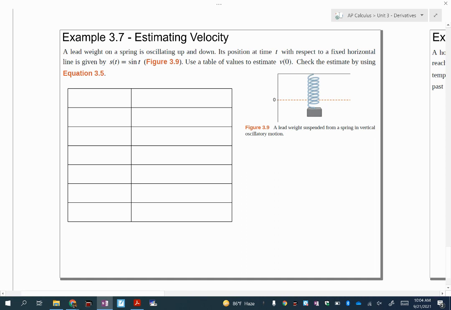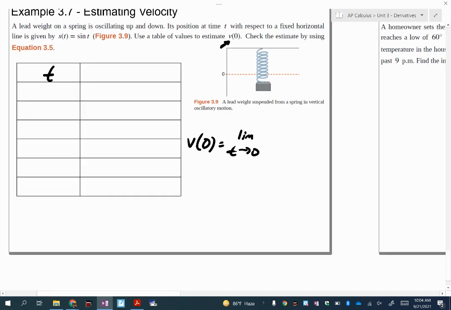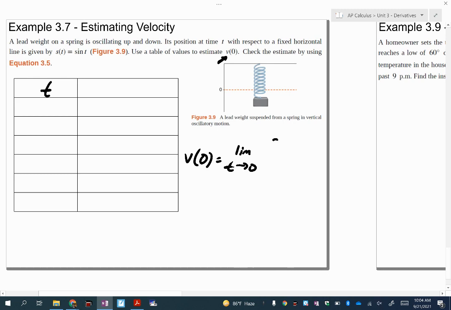This one says we have a lead weight suspended from a spring in vertical oscillatory motion, so it's going up and down, and we want to find the instantaneous velocity at time 0. We're going to estimate it first. So we have values for t, and what goes there is what we're going to find. So v of 0 is the limit as t approaches 0 of s of t minus s of 0 over t minus 0.